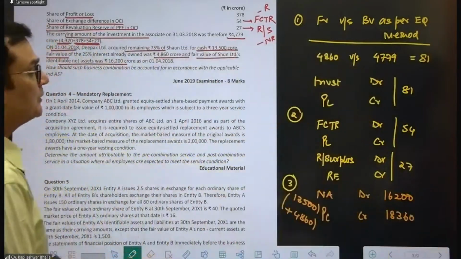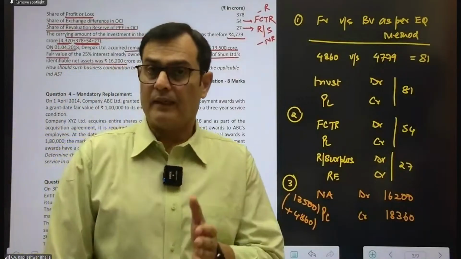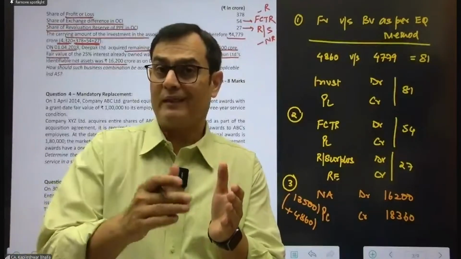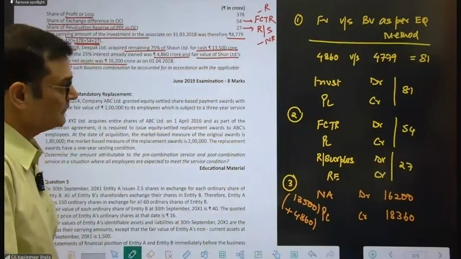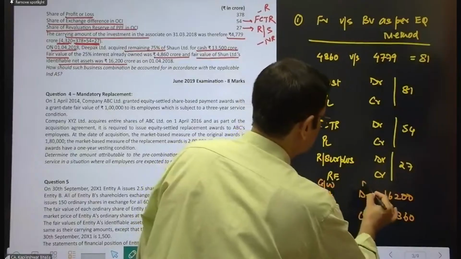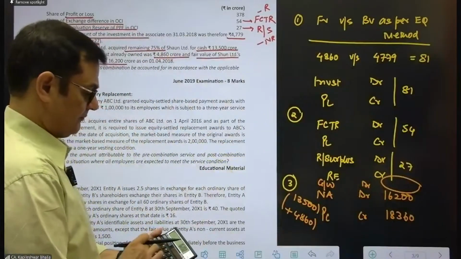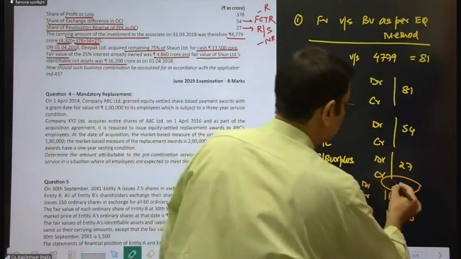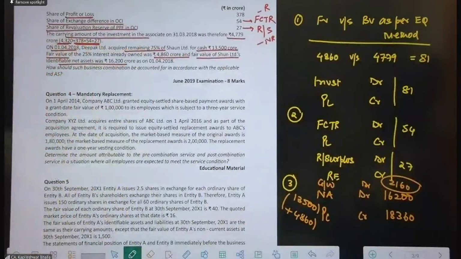Is there any NCI to be recorded in the acquisition entry? I had 25%, I acquired another 75%, making it 100%. No NCI, 100% acquired. So that's right. So we can comfortably take the balancing figure in this entry, and that becomes goodwill. I think 2160 is the balancing figure. That is goodwill. Wonderful question indeed for 8 marks. Super question, I would say.